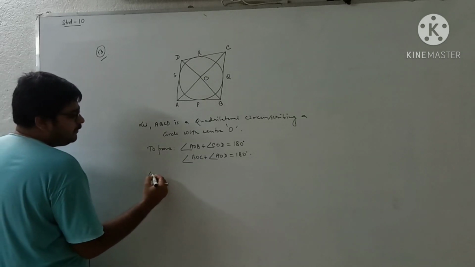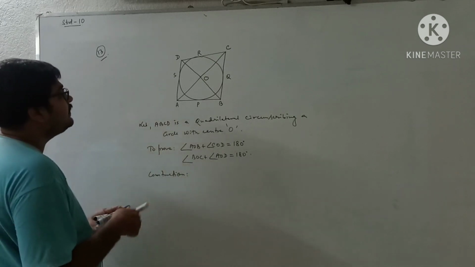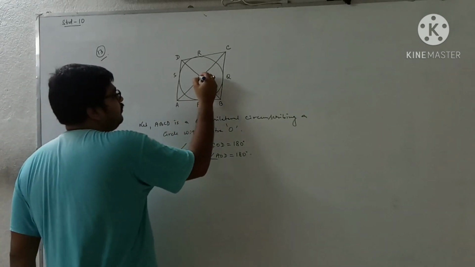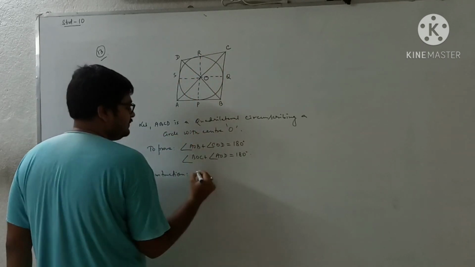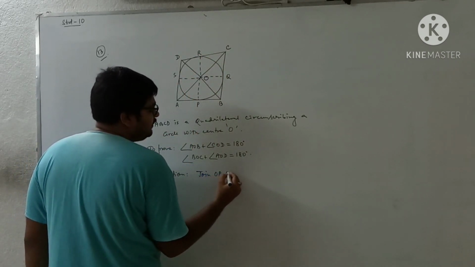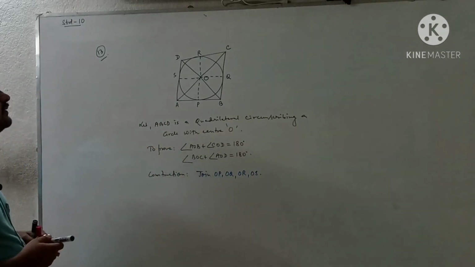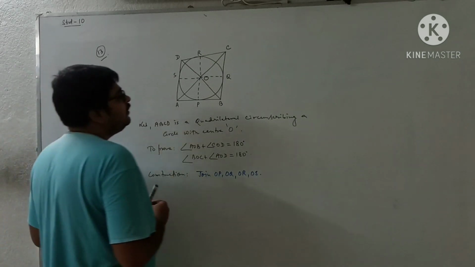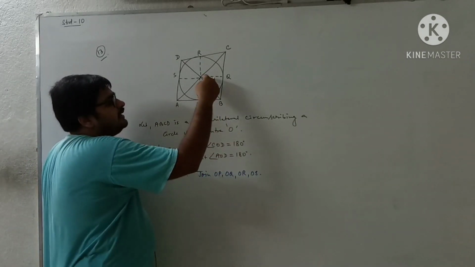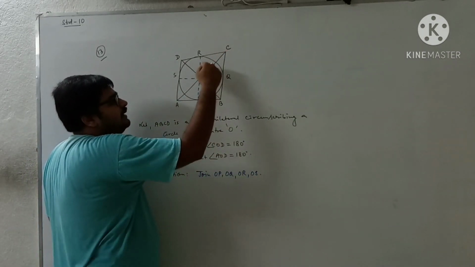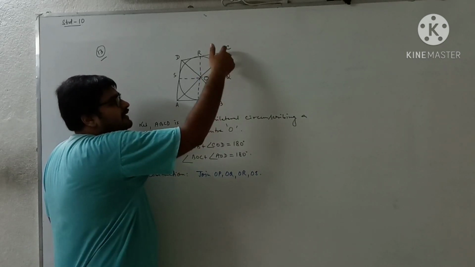To start the proof, we have to do some construction. So we'll go for construction. We'll join OP, OQ, OR, OS. Now look here. One proof you have already done. There we have seen that the line joining the center to the external point bisects the angle formed by the two tangents at the center.